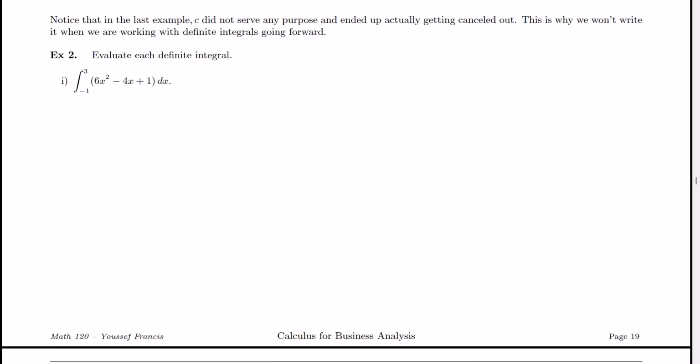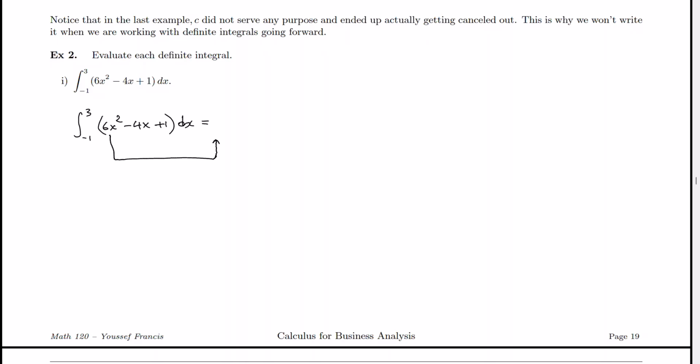So let's do this again one more time. In example number 2, we're going to be told again to evaluate each definite integral. So it's basically the same idea. We're starting off with the integral from -1 to 3 of 6x squared minus 4x plus 1 with respect to x. So again, we start term by term.